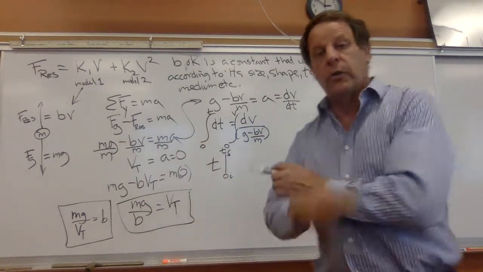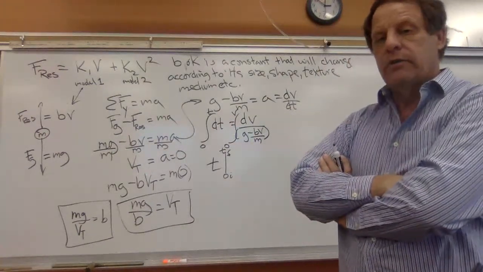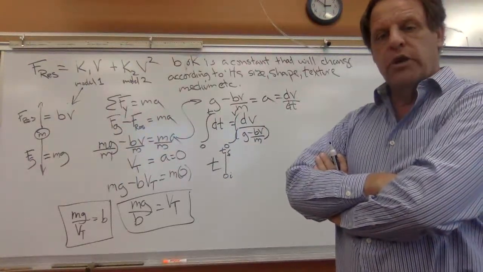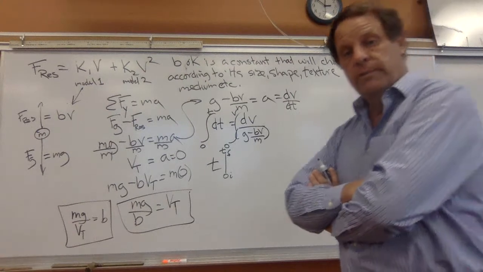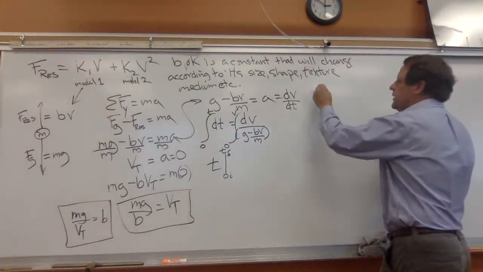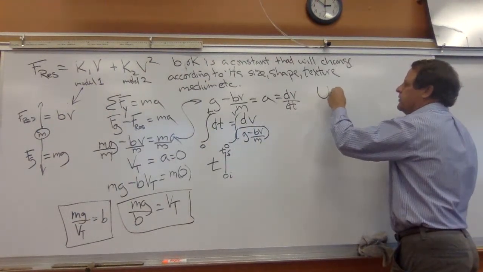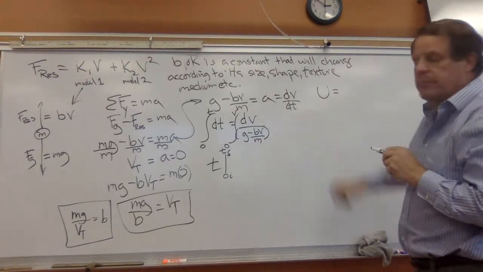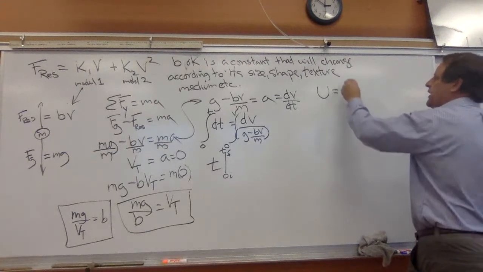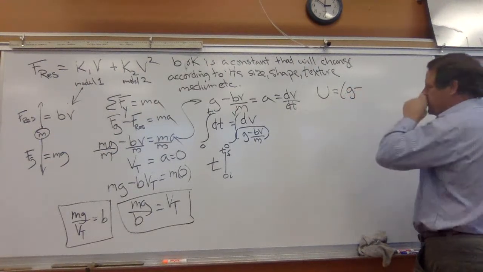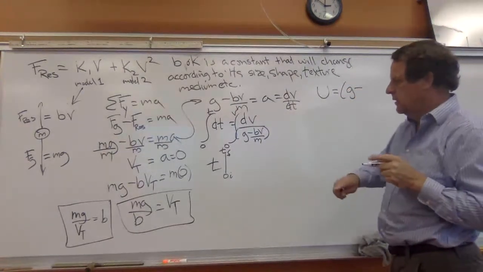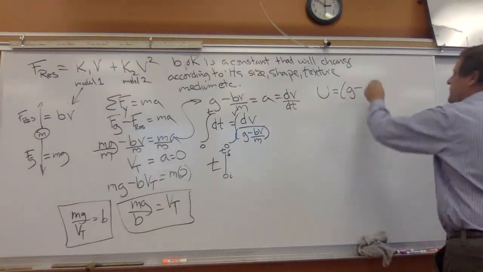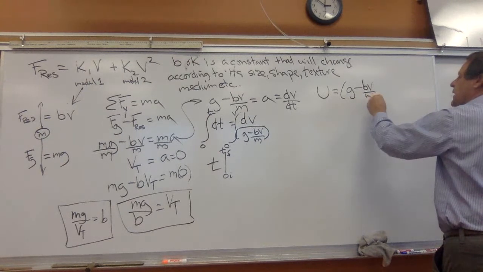All right, now we have a little problem here, is that this is a pretty complicated situation. So oftentimes in calculus, when we have a more complicated issue, we're going to use a substitution, okay? So to simplify this, we're going to define some variable, let's call it u, which is usually used in calculus, and we're going to say that u is equal to g minus bv over m.